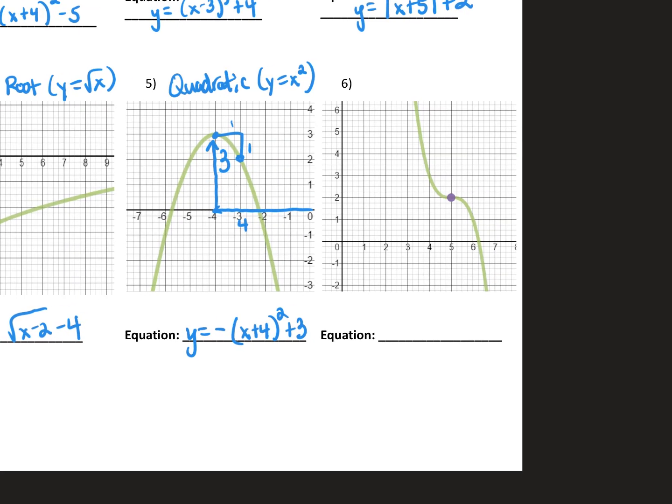Number 6, we have another cubic function. So y equals x to the third. This one we can see has been shifted right 5, up 2, still 1 by 1, but notice that it's been vertically reflected. So we have to have y equals a negative, put parentheses x minus 5 for the shift right 5, make it a cubic, and then plus 2 for up 2.